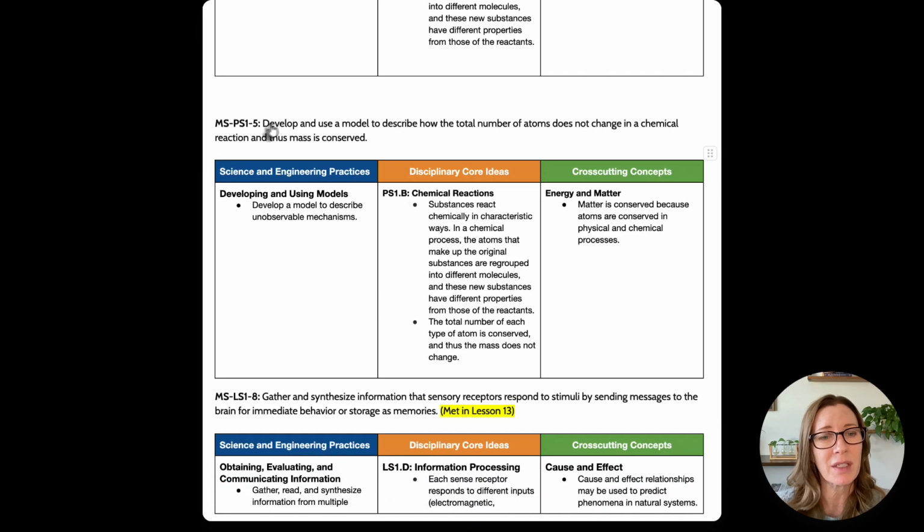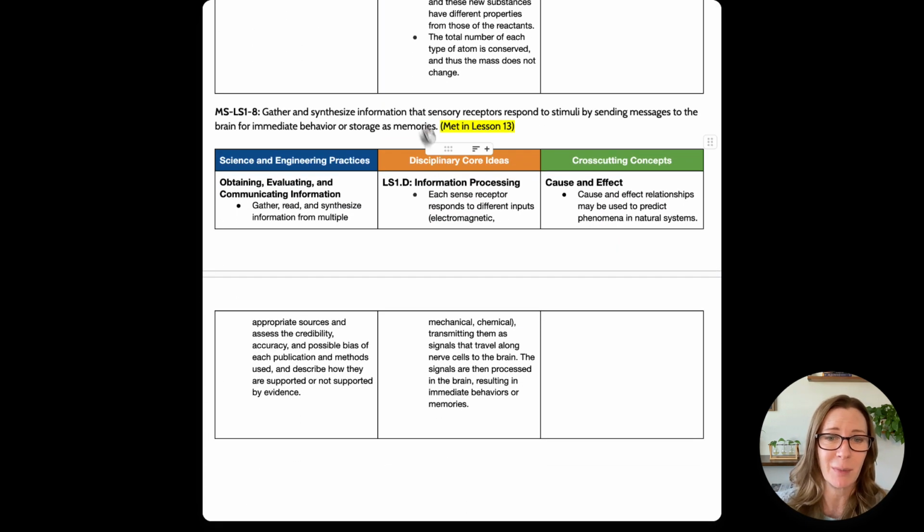This third one is develop and use a model to describe how the total number of atoms does not change. This is all about the conservation of mass, so that needs to appear in this assessment as well. Now, what doesn't need to appear in this assessment is this one right here. This is a life science standard. And if you can see, the science and engineering practice is obtaining, evaluating, and communicating information. This means you're going to give them an article, you're going to give them a video, they're going to have an experience, and they're going to synthesize it and then communicate what they figured out.